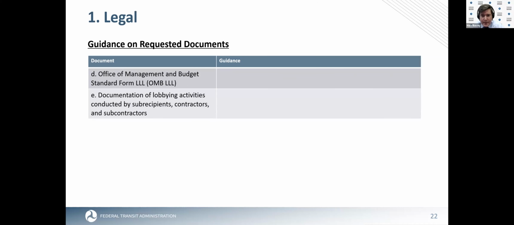Then in addition to that, if you have any lobbying that you've performed where you spent non-federal funds for lobbying for transit purposes, obviously you can't lobby for transit purposes with federal funds, that's not allowed. But if you do it with state funds, you are allowed to do it, but you have to file a quarterly OMB LLL form. And so if you've done any state-funded lobbying, then provide those LLL forms. In addition, if you have any sub-recipients or contractors, and they've done any type of lobbying, then also include those in your submission to your reviewer.